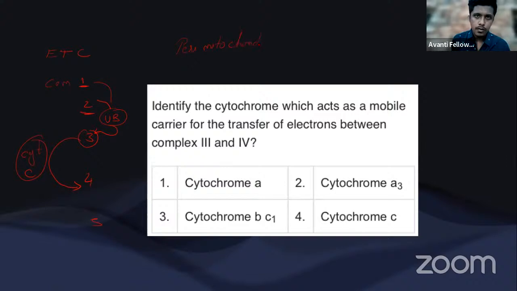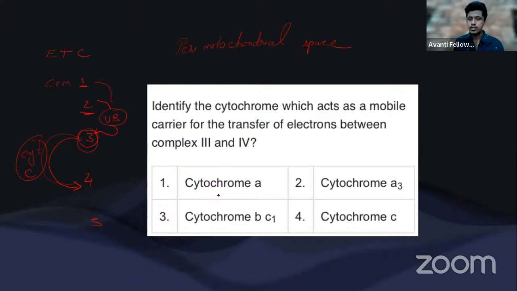It is present in the perimitochondrial space. And what is a mobile electron carrier? That means it can move from one complex to the other complex. So it carries the electrons from complex 3 and gives them out in complex 4. So that is called a mobile electron carrier, and it is present in the perimitochondrial space, or the intermembrane space, we can call it.